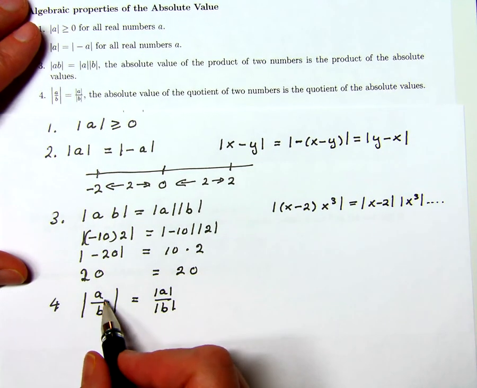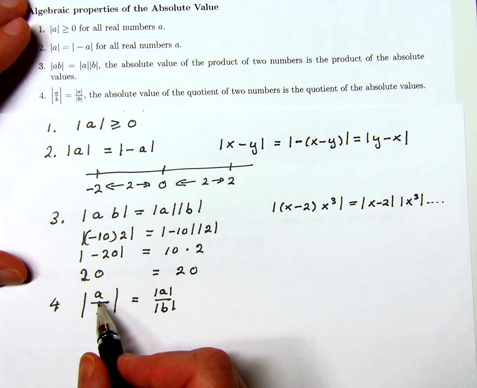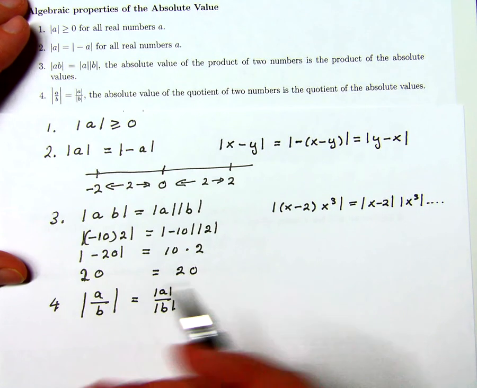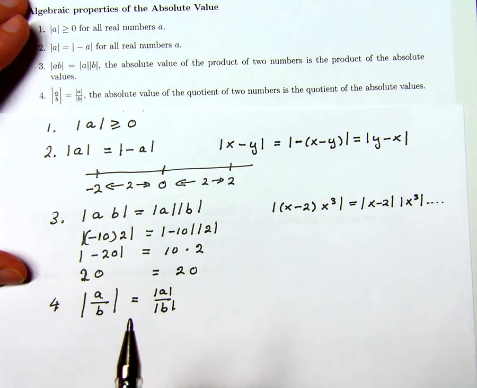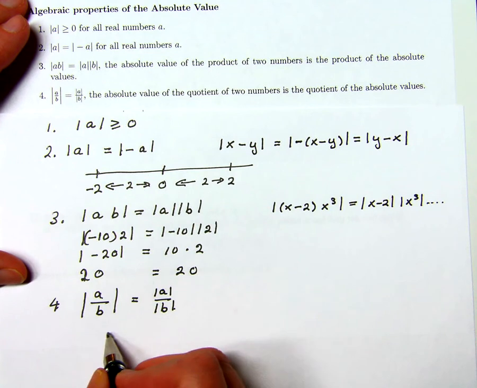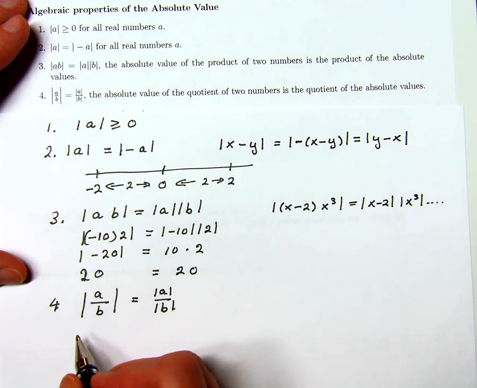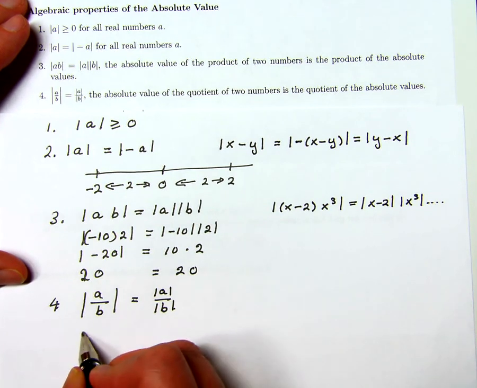To verify this, one would have to think through all possible cases: when a is positive and b is positive, when one is negative, and when both are negative. And it's relatively easy to prove, but a little tedious.